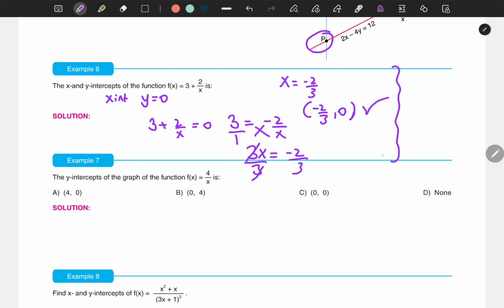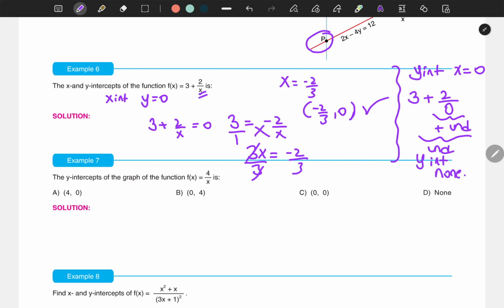Can I find the y-intercept? Sure. For the y-intercept, x must be 0. Let me replace. 3 plus 2 over 0. Why do I write 0 here? Because in x, I have to replace 0, isn't it? Okay, guys. 2 over 0. Guys, any zero denominator is undefined. If I add anything to undefined, it will again be undefined, isn't it? So, what I will say is that for the y-intercept, I have none. We have none, because there is an undefined case.